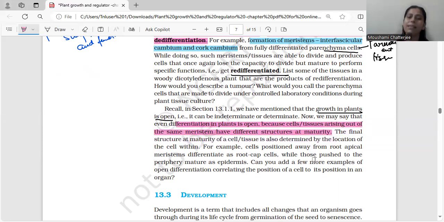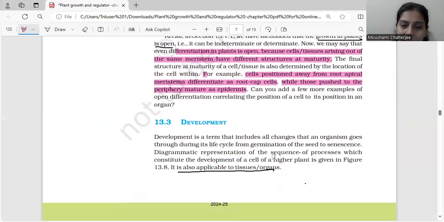Okay, so the final structure at maturity of a cell or tissue is also determined by the location of the cell within it. We need to look at the location as well. For example, cells positioned away from the root apical meristem differentiate as root cap cells, while those pushed to the periphery mature as epidermis. So location also matters, and what a cell will get transformed into depends on the location. Okay. So this is what we have understood about differentiation, redifferentiation, and dedifferentiation.